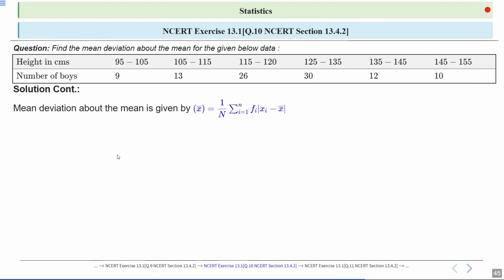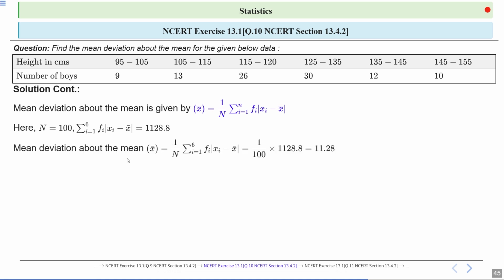The mean deviation about the mean is given by 1 by n summation i equal to 1 to n fi times absolute value of xi minus x bar. Here n is 100 and summation i equal to 1 to 6 fi times absolute value of xi minus x bar is 1128.8.